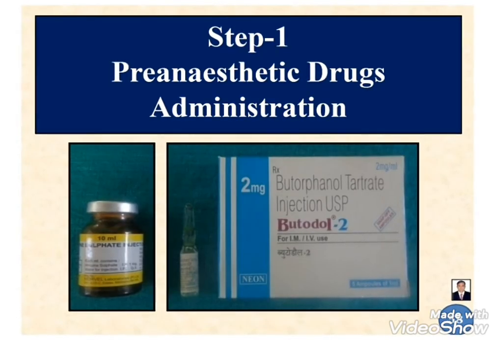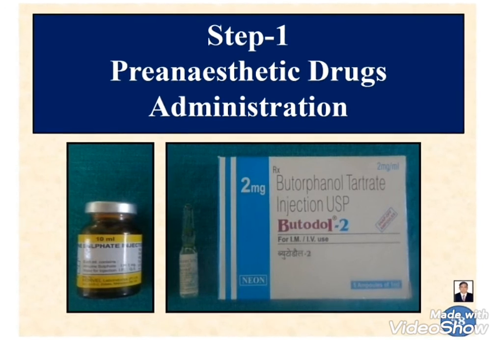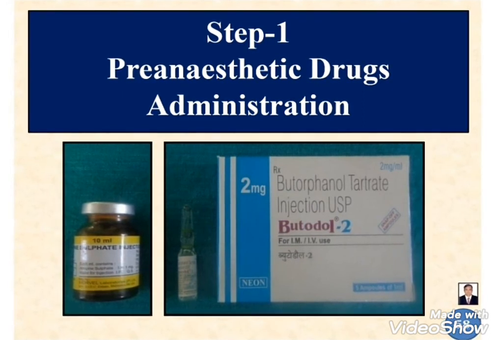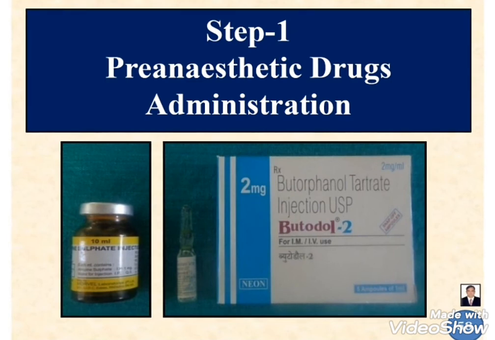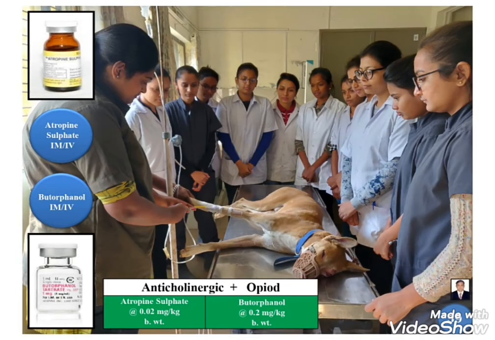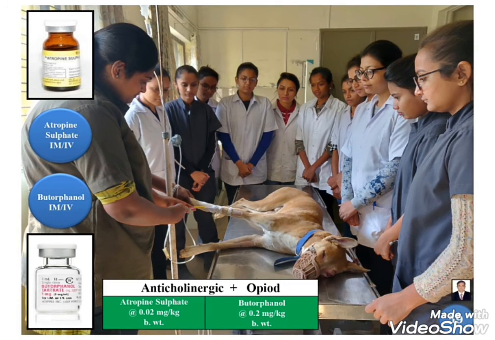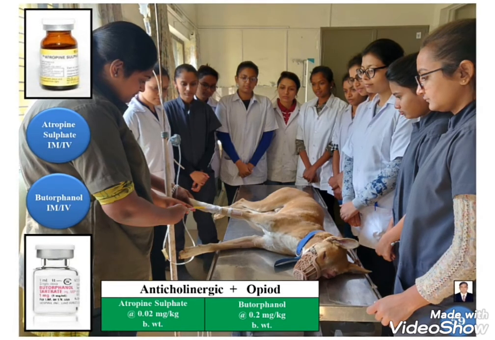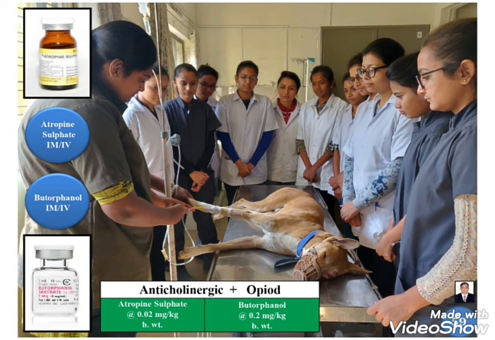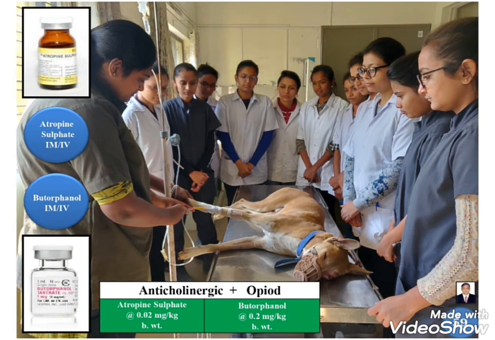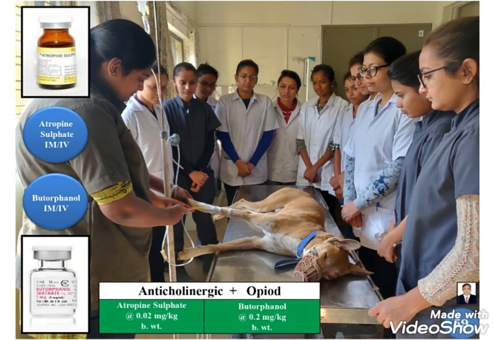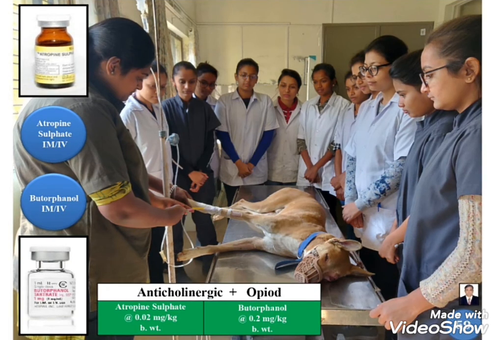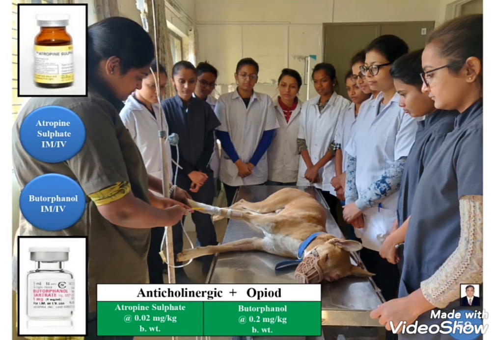Now the step of administration of the anesthesia. The first step is administration of atropine sulfate and butorphanol as pre-anesthetic drugs in the dog. First, atropine sulfate at the dose rate of 0.02 mg per kg body weight and butorphanol at the dose rate of 0.2 mg per kg body weight are administered intramuscularly. You can use glycopyrrolate as an anticholinergic, and buprenorphine or pentazocine as an opioid, instead of butorphanol.